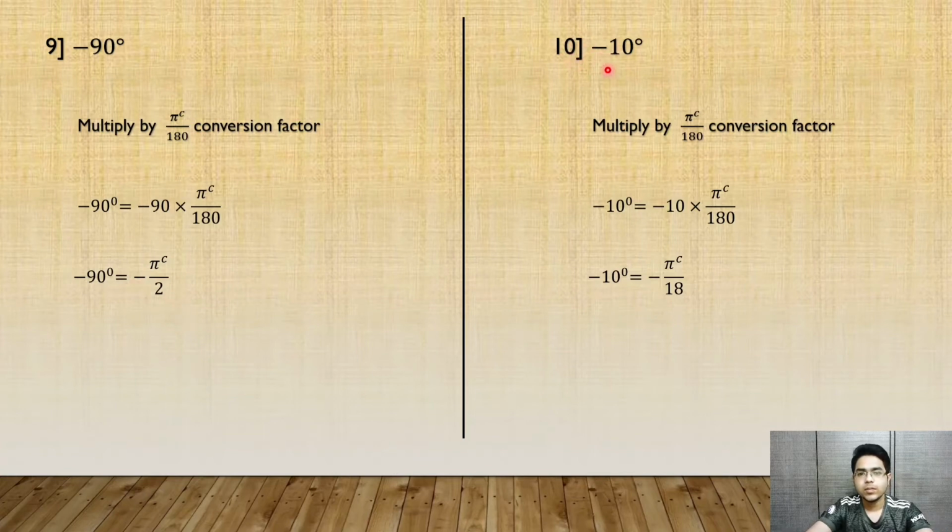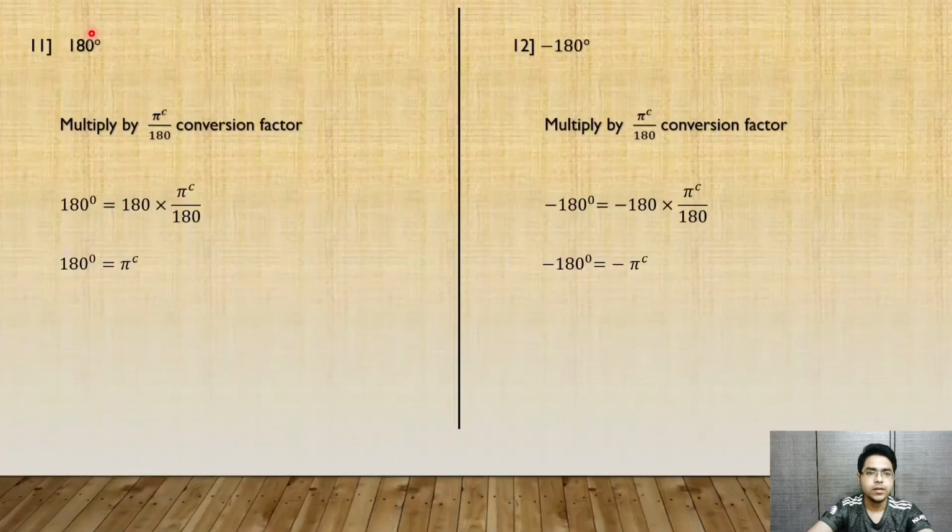And here the last, tenth sum, that is negative 10 degrees, will be equal to negative 10 into pi by 180. And here the 0 will get cancelled by cutting this 0, and we'll get negative 10 degrees equal to negative pi by 18. Now turning to the next slide.